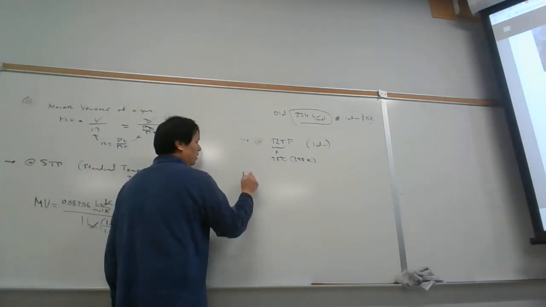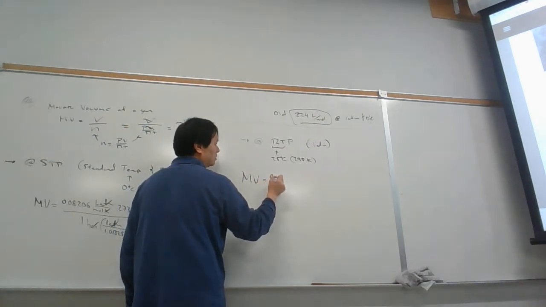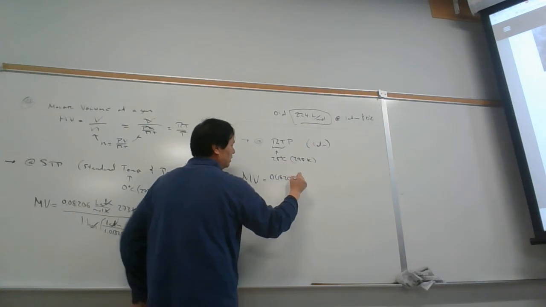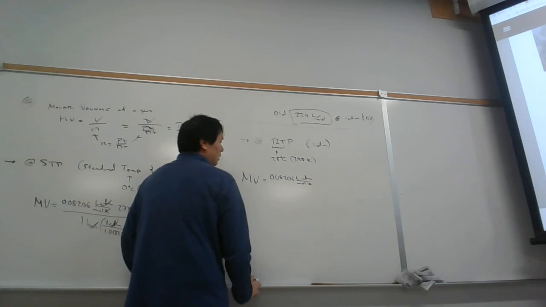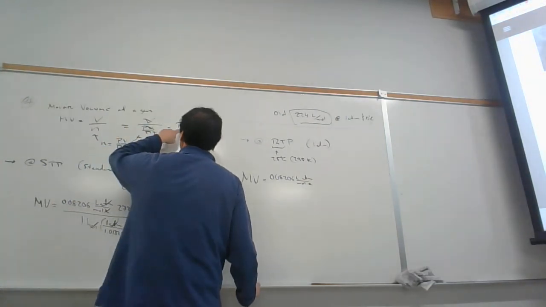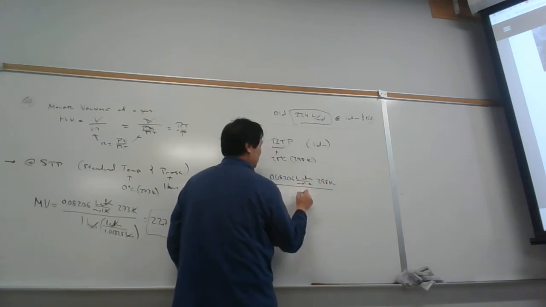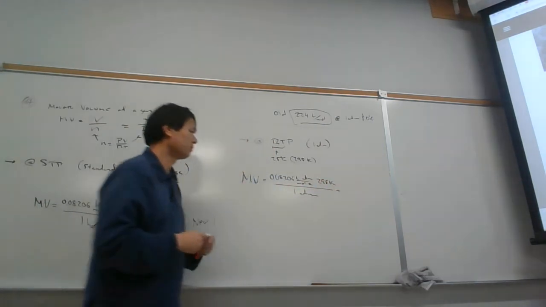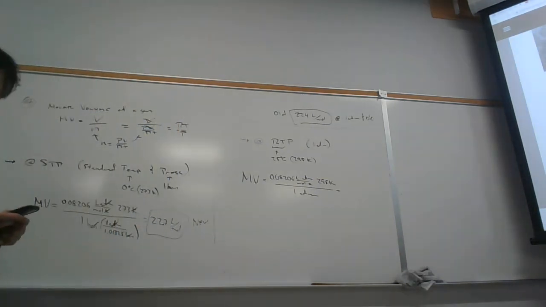So let's calculate the molar volume at RTP. Molar volume is going to equal R, 0.08206 liters times atmosphere per mole Kelvin, times RT over P. T is going to be 298 Kelvin over P, 1 atmosphere exactly. And so what does that come out to here? 0.08206 times 298 divided by 1.